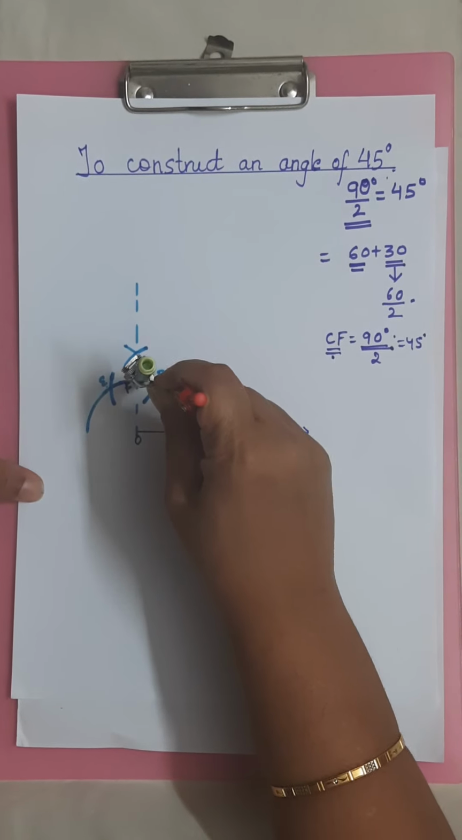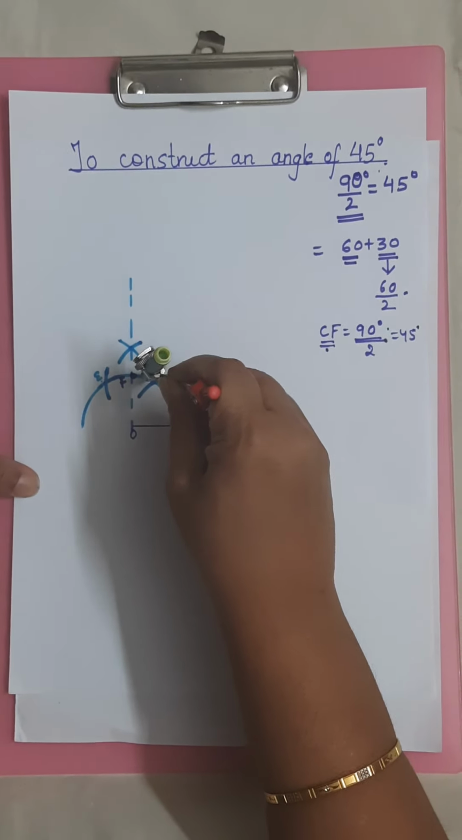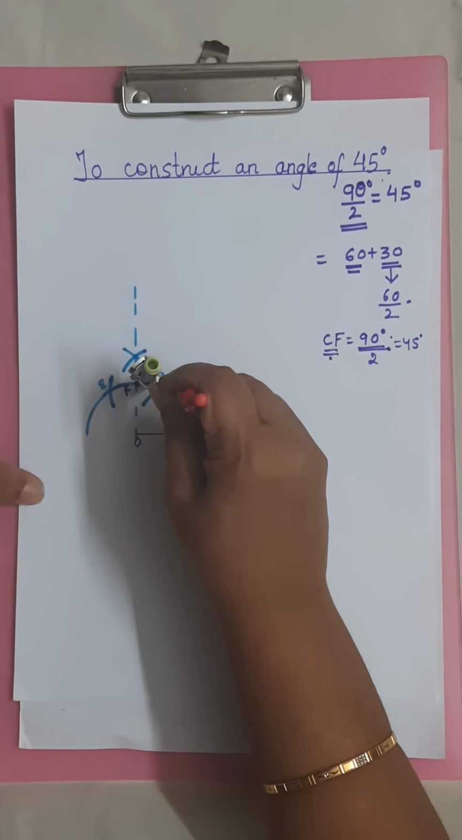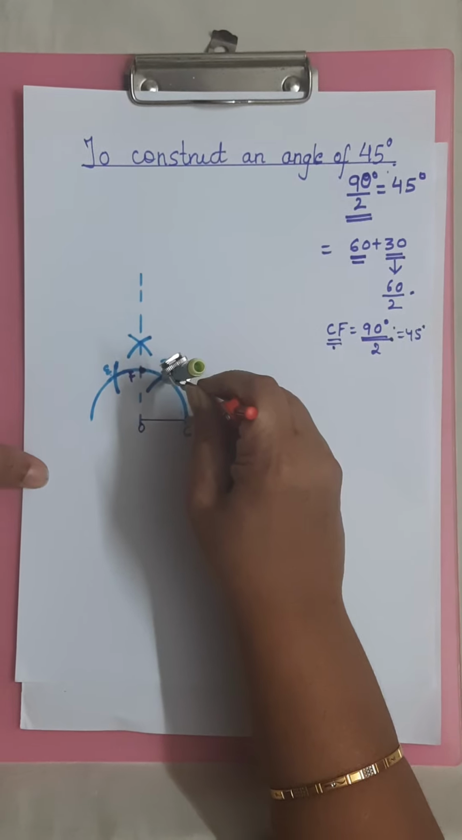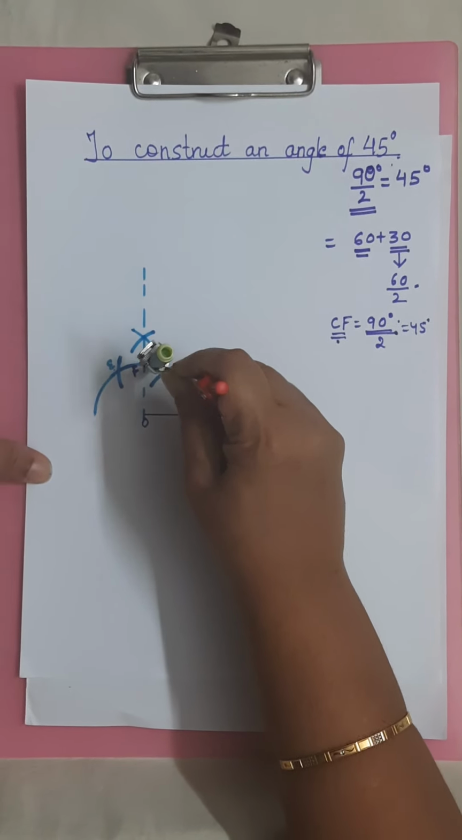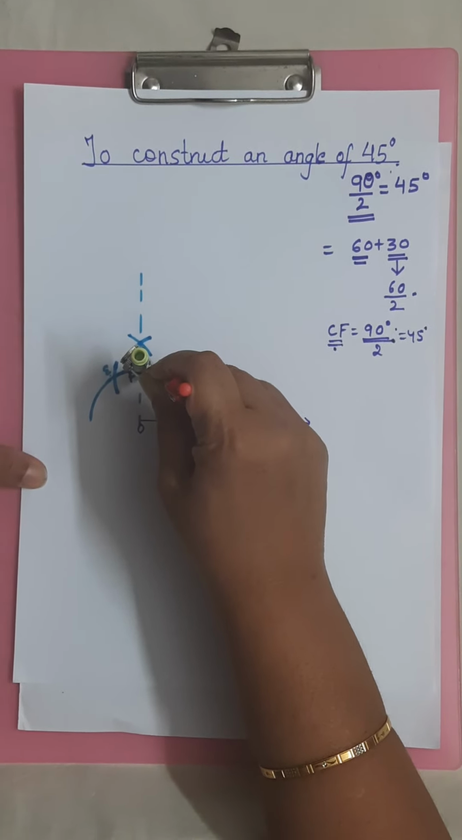I will do one thing. I will take little more than half. So this is little more than half. You can take little more than half. This way, little more than half. Not less than half, not equal to half. It has to be little more than half. So CF is the portion which need to be bisected to give me 45.